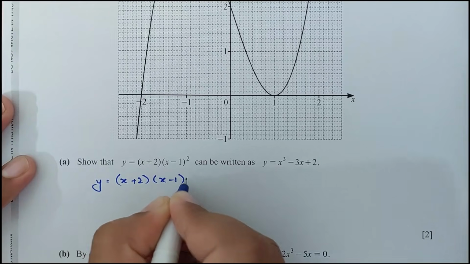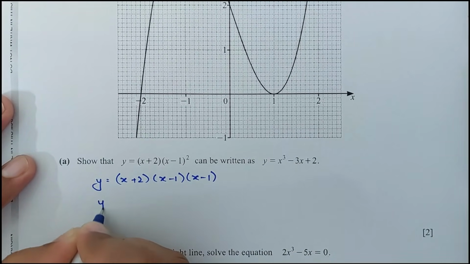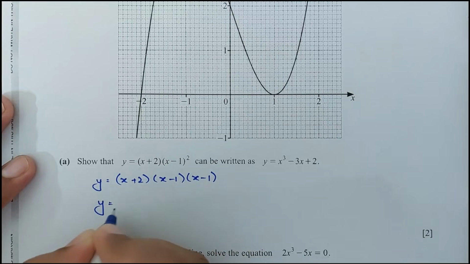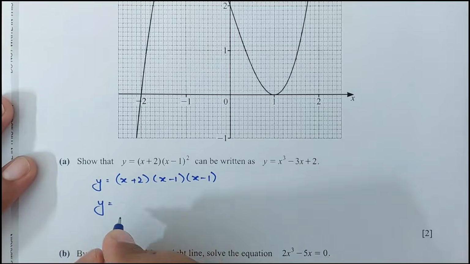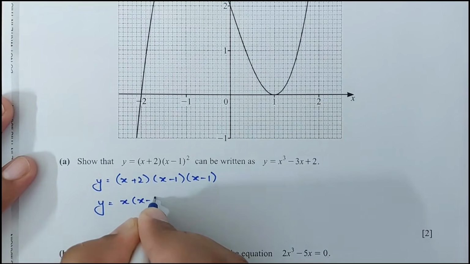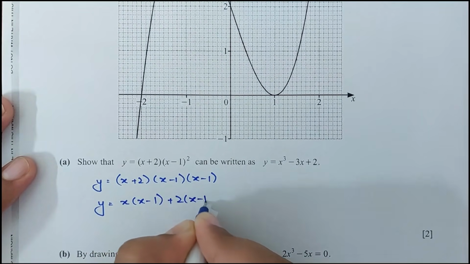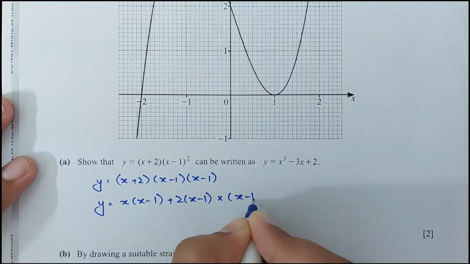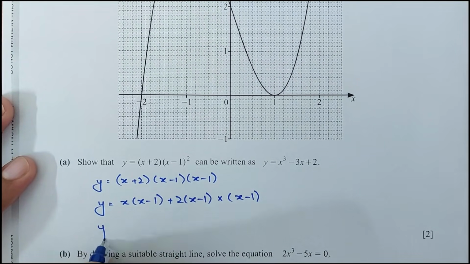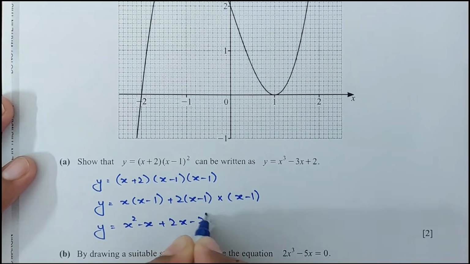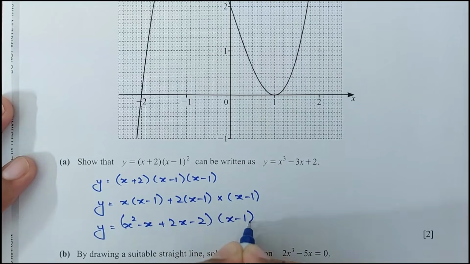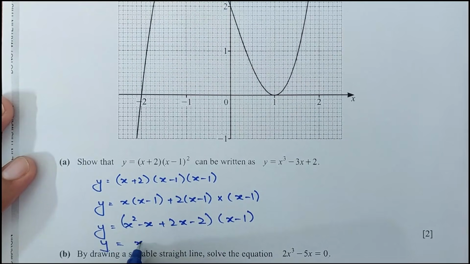This is x minus 1 into x minus 1. So y would be equal to, first we have to multiply x plus 2 and x minus 1. x with x minus 1 plus 2 with x minus 1. The third one, x minus 1, stays the same. Now y equals x square minus x plus 2x minus 2, and this term x minus 1 stays the same. Here y equals x square plus x minus 2, and here we have x minus 1.